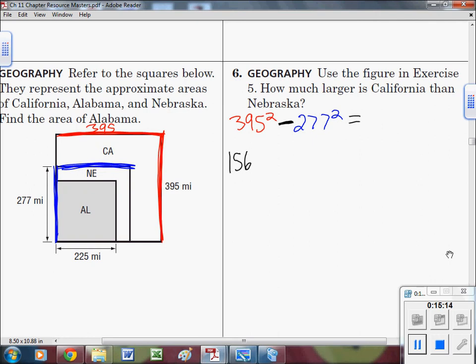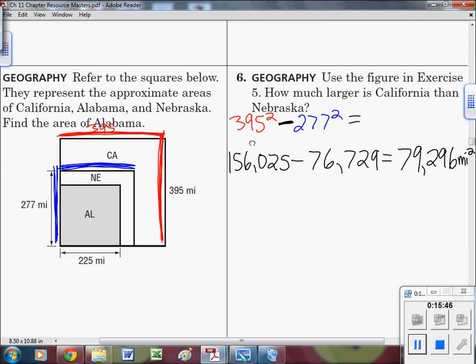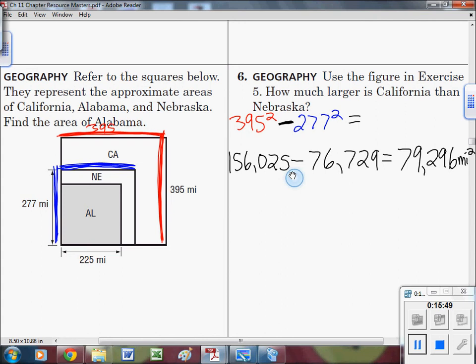That tells us 156,025 minus, now 277 times 277, well, that's 76,729. Subtract this, and that's how much larger it is. So that tells us it's 79,296 square miles. Okay, that's how much larger California is than Nebraska, approximately, since these squares are approximate. But that's how you find this. Find the area of the bigger square, find the area of the smaller square, and then subtract them, and you now know how much larger it is.